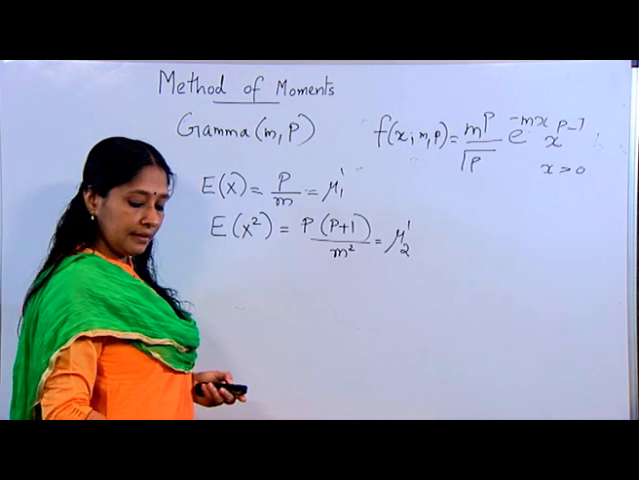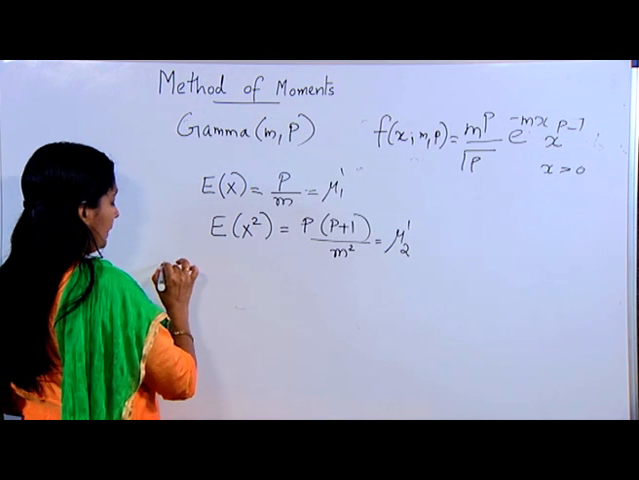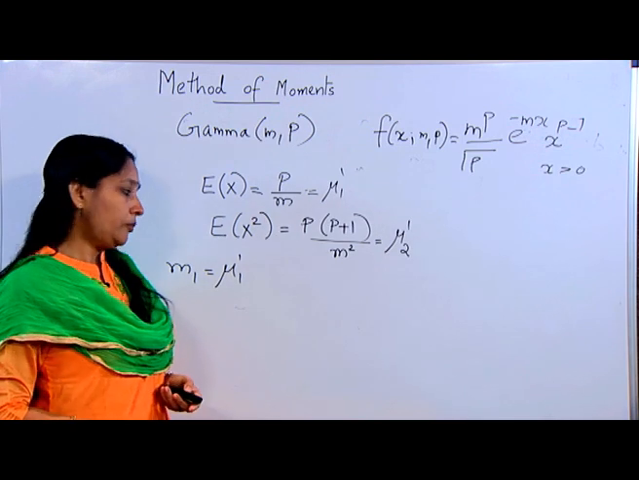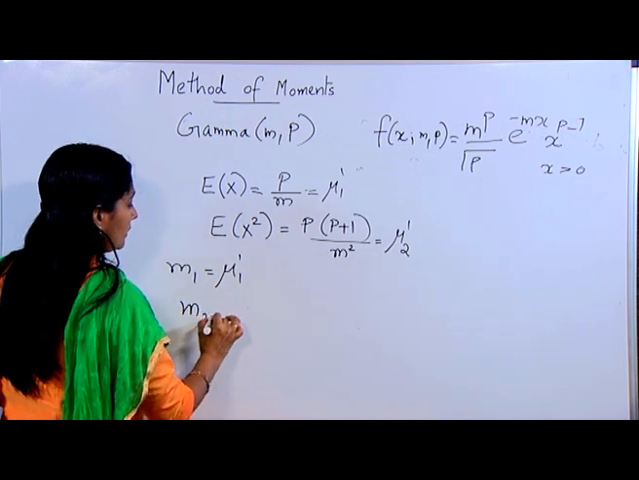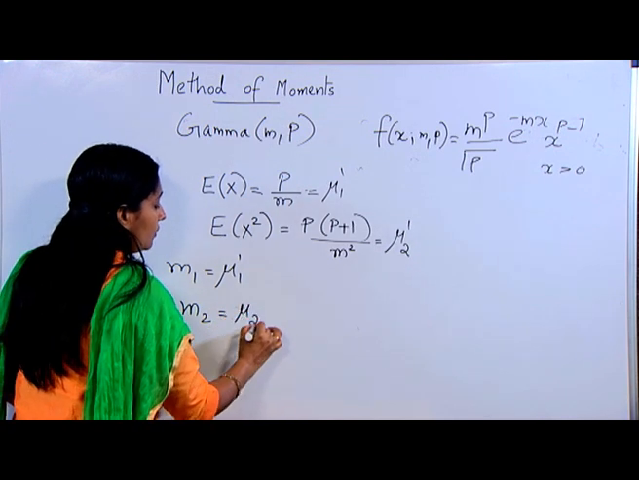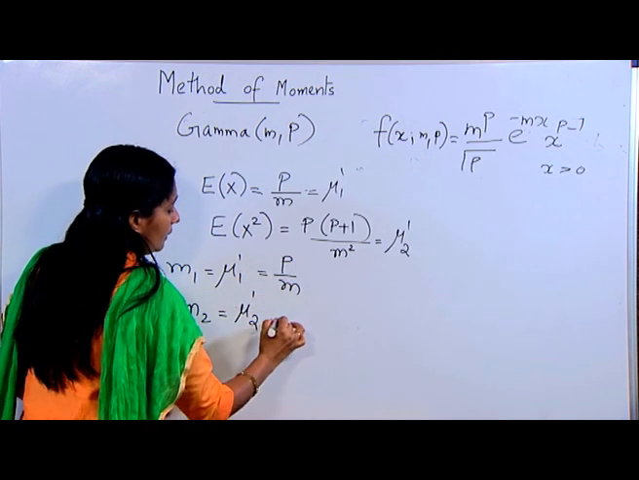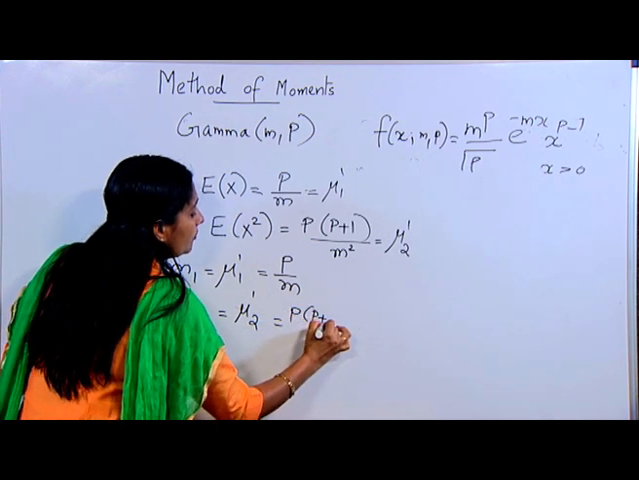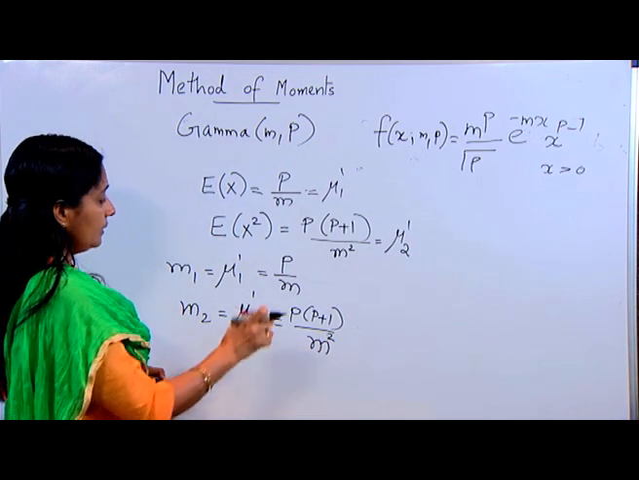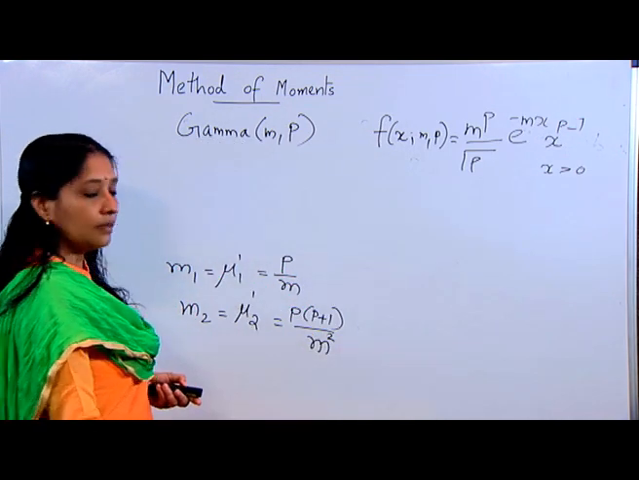Here we have two parameters, so we equate with the first two sample moments. Therefore, we get m1 is equal to mu 1 dash, or summation xi by n is equal to mu 1 dash, and m2 is equal to mu 2 dash, or summation xi square by n. This is p by m, and this is p into p plus 1 divided by m square. Solving these two equations, we will get the moment estimators of the parameters p and m.